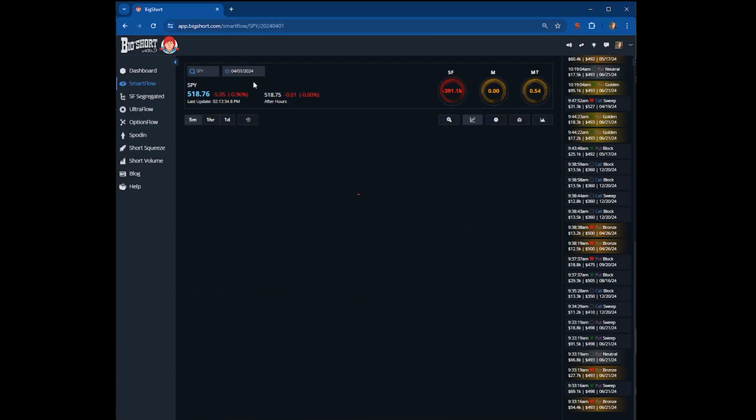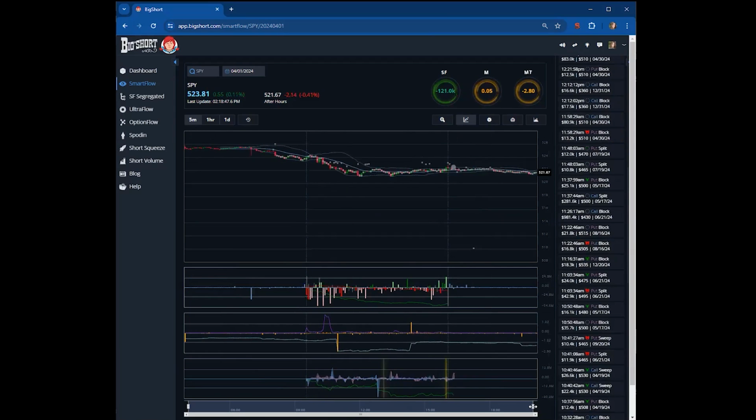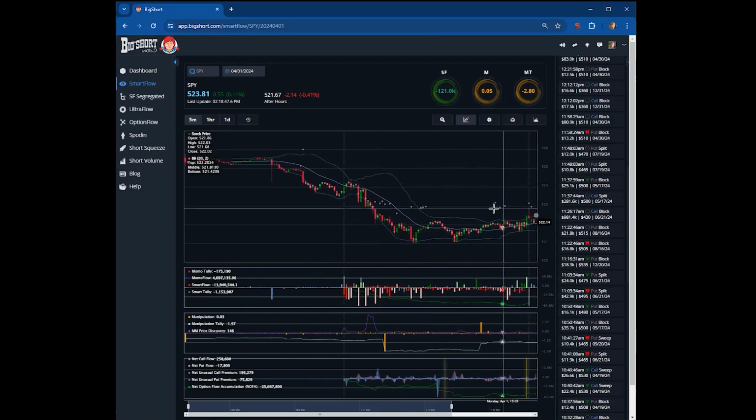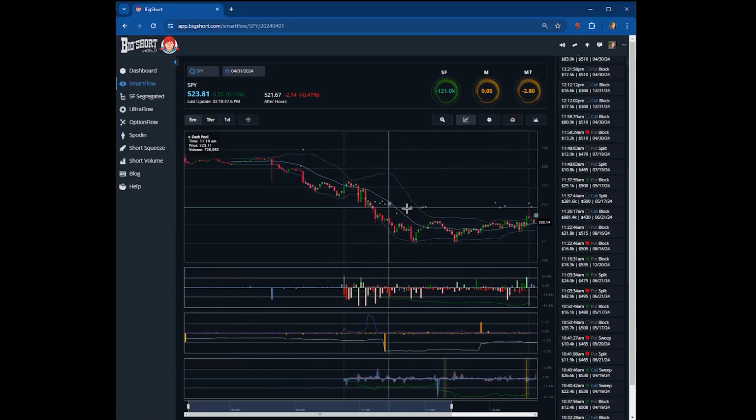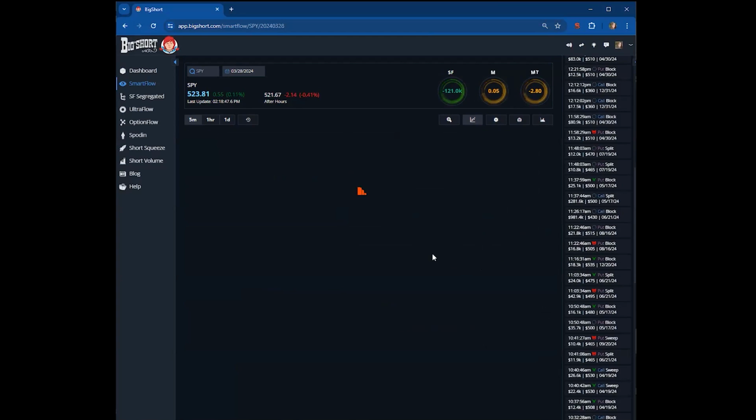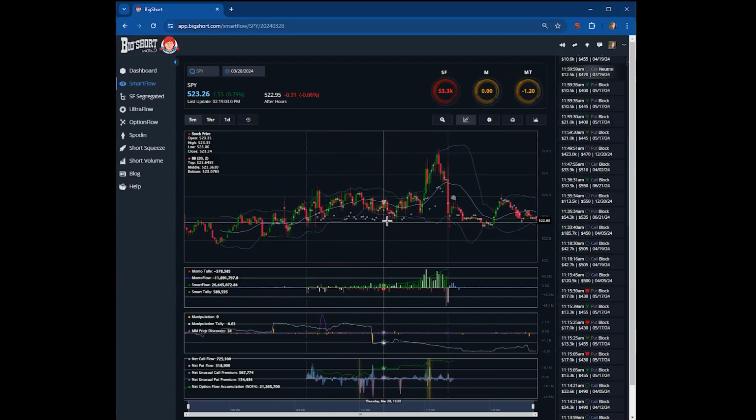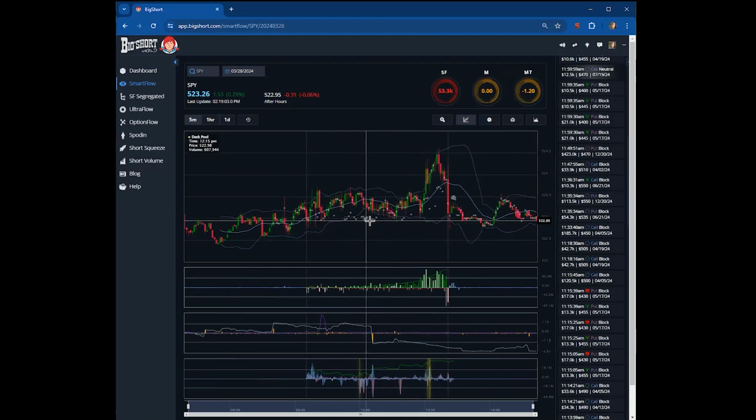Let me see if I can find a good example. Here we go. So as you can see here, we had a cluster of dark pool prints that came out right around this price range, and it did act as good price resistance. And conversely, if I see multiple dark pool prints below the current price that are clustered in the same price range, that tends to act as good price support. So as you can see, the support was pretty good.